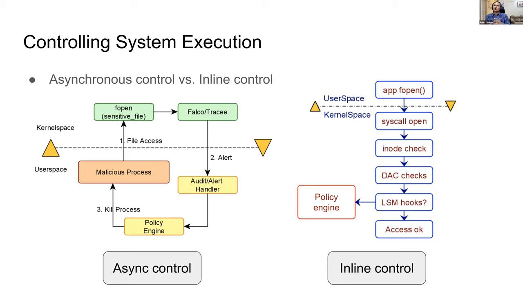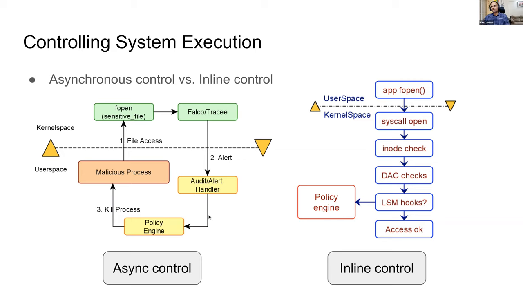So I talked about asynchronous control versus inline control. Now with Falco and Tracee, it is possible to get an alert if something goes wrong or if a rule fires. The only way to do some enforcement is that the alert is sent. There is an audit alert handler, and then there is a policy engine which says that if I see something like this, you can kill the malicious process, and then you block the attack.